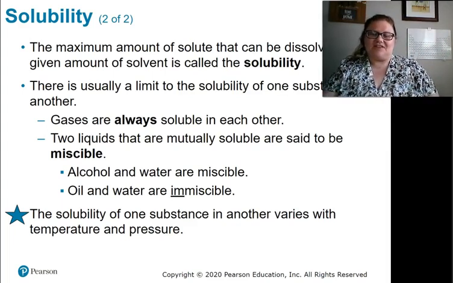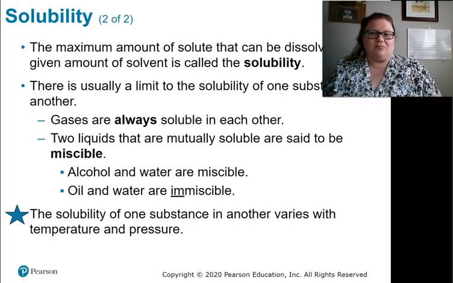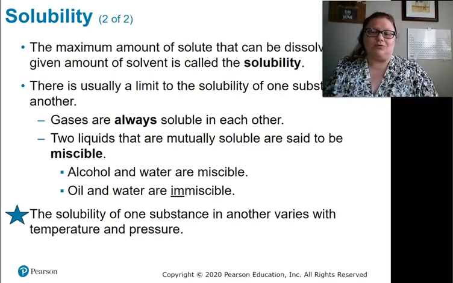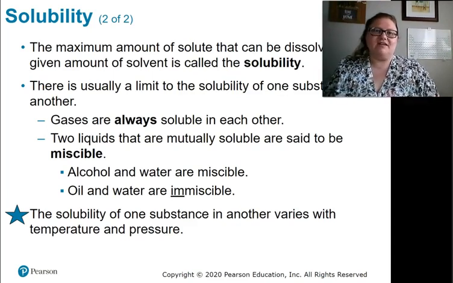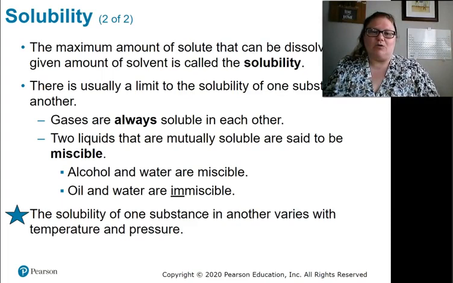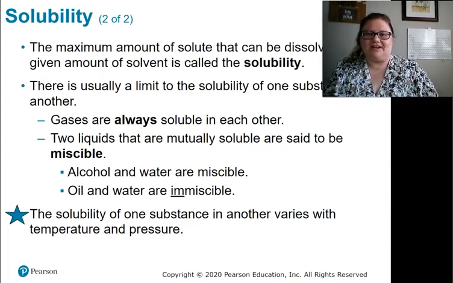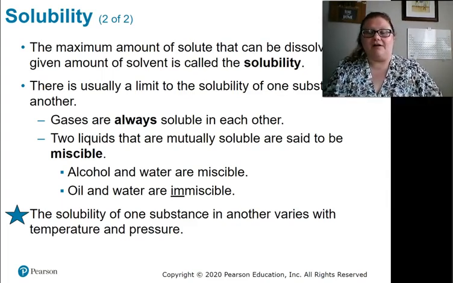2 liquids that are both soluble are said to be miscible. So maybe you've heard that term before. We could say alcohol and water are miscible with each other. They're able to mix. They become homogeneous. However, going back to that cartoon a few slides ago, oil and water are not miscible. So we wouldn't say not miscible. We would say immiscible is the proper term for that. So if they are able to mix, they are miscible. If they are not able to mix, they are immiscible.